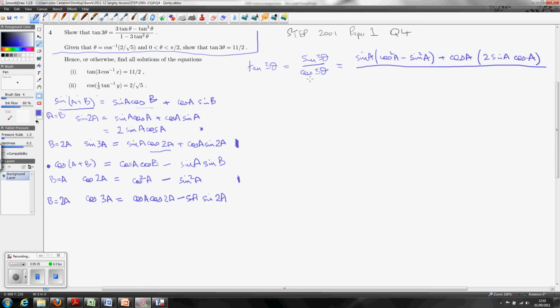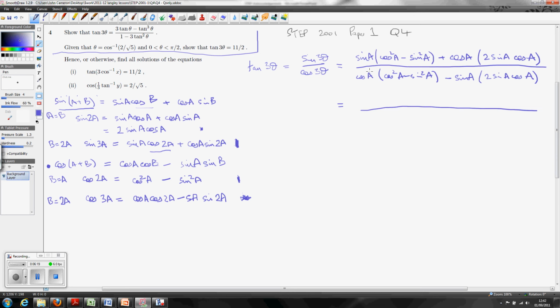Okay, so the bottom line, the denominator, is cos of 3 theta, or cos of 3A. So now I'm going to be working with this equation. Cos of 3A is equal to cos of A, cos of 2A, which is cos squared A minus sine squared A, minus sine of A, sine of 2A on this equation here. Remember, sine of 2A is 2 sine A cos A. Whew. Okay, well let's simplify this a little bit. It does simplify.